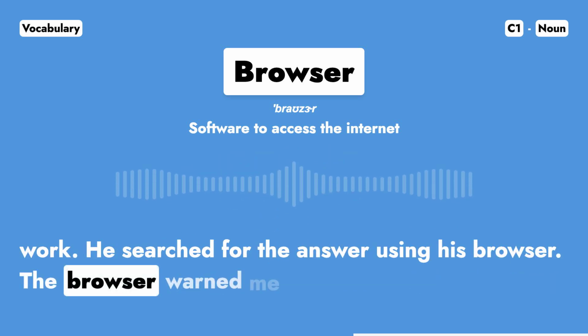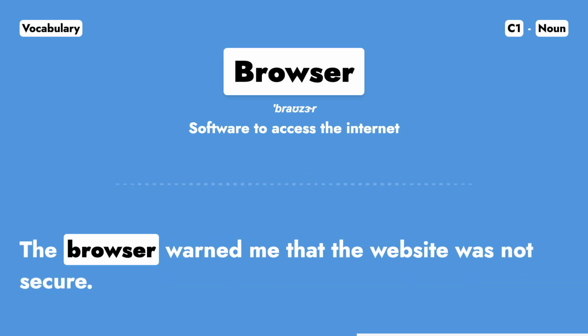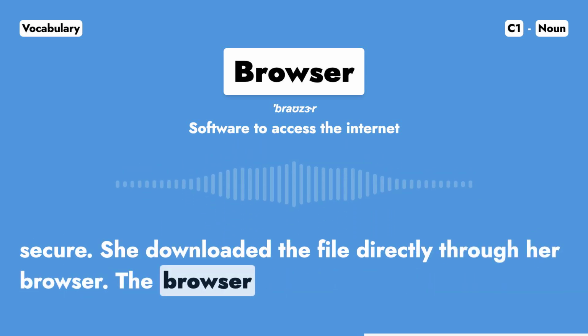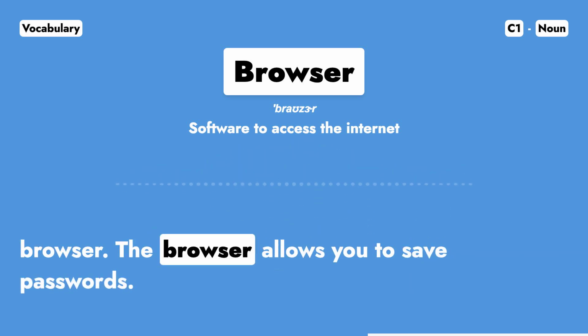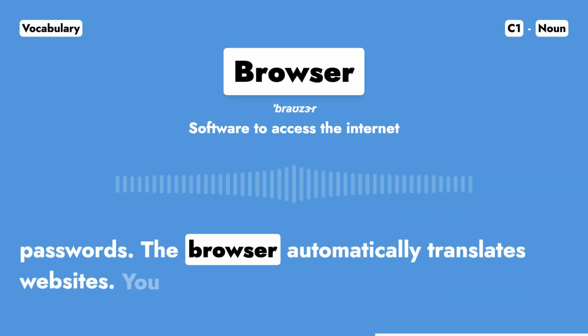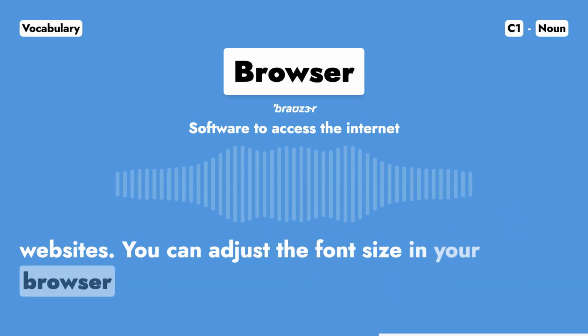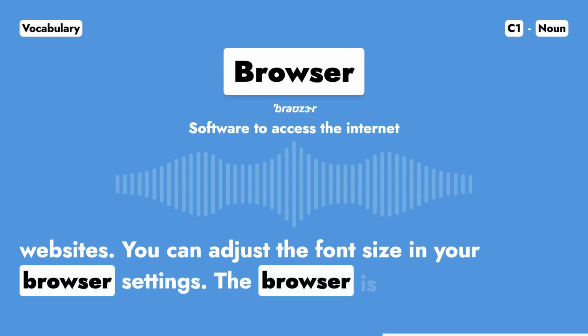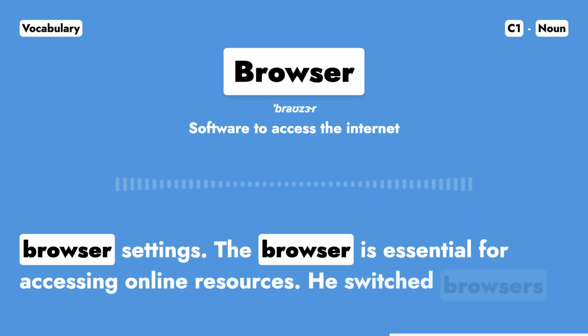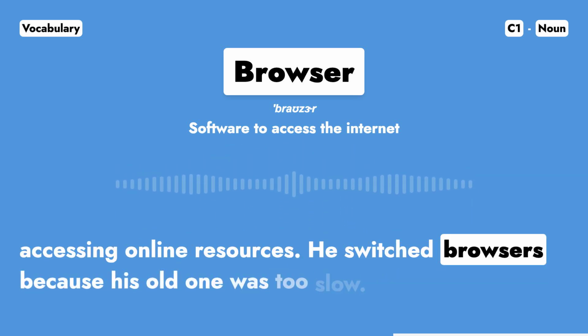The browser warned me that the website was not secure. She downloaded the file directly through her browser. The browser allows you to save passwords. The browser automatically translates websites. You can adjust the font size in your browser settings. The browser is essential for accessing online resources. He switched browsers because his old one was too slow.